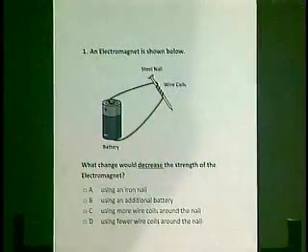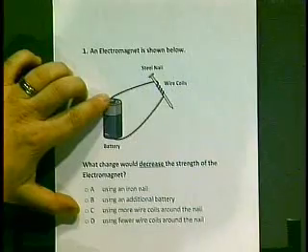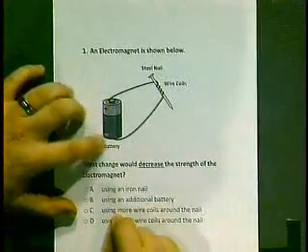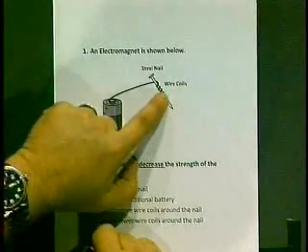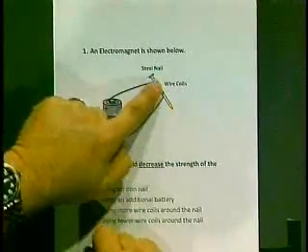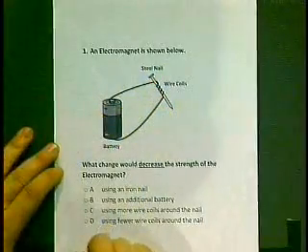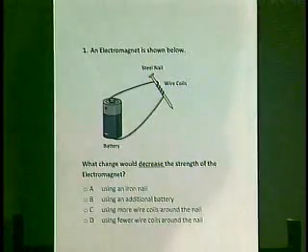An electromagnet is shown below. You can see there's a battery shown, there's a positive end, that's the end with a little bump on it, and the negative end of the battery. There's a wire, it's wrapped around in what we call a coil, and then you have a nail, and they say it's a steel nail. The question we have to answer is as follows.